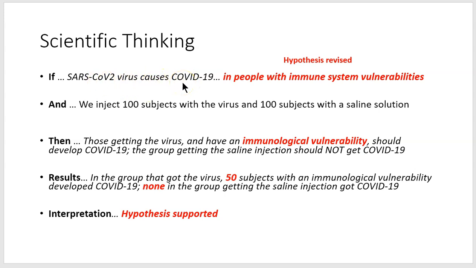There was good evidence that the virus can cause disease, but in order to account for those individuals who get the virus and don't get sick, we had to revise the hypothesis in this manner: that the virus will cause disease in people with immune system vulnerabilities. This illustrates that the world is complex and there are many factors that might be contributing to some particular outcome. But it is the method of science that can uncover these complexities in the world.